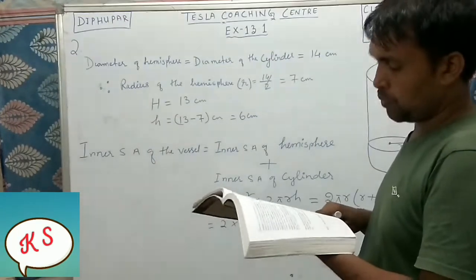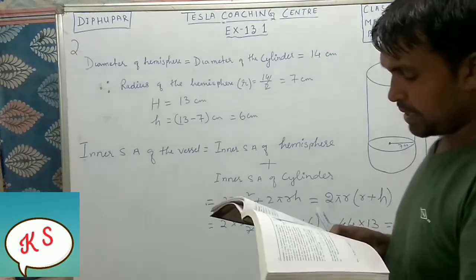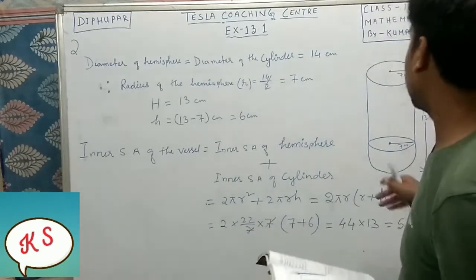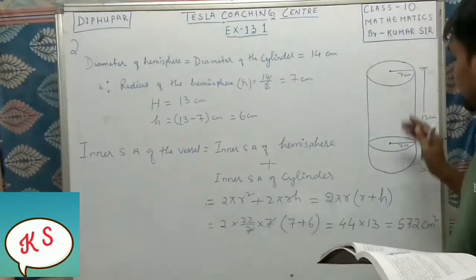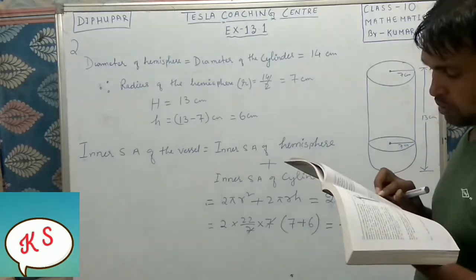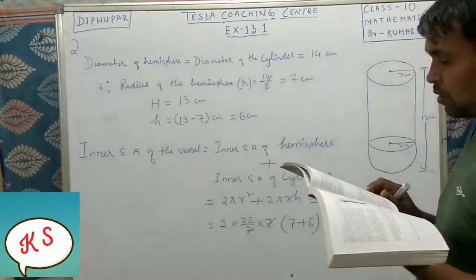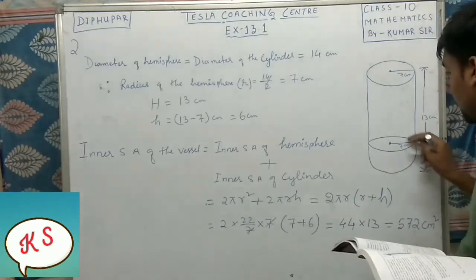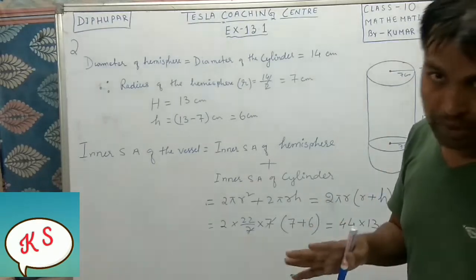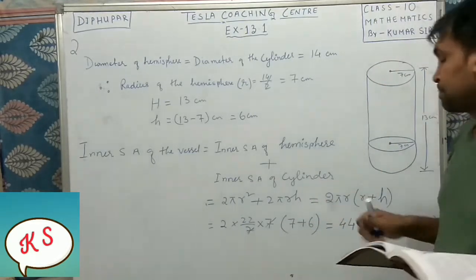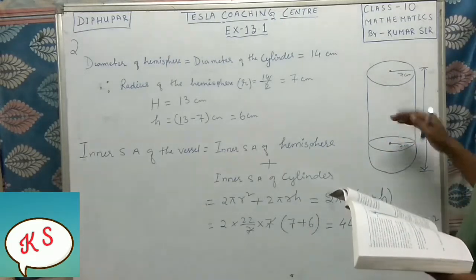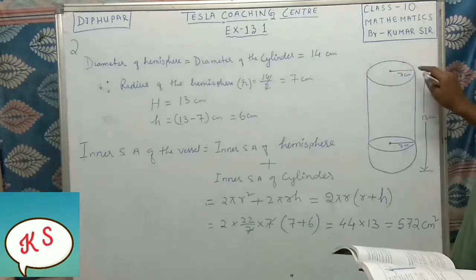13.1 B2. It says a vessel is in the form of a hollow hemisphere mounted by a hollow cylinder. This part is called a hollow hemisphere. Hollow hemisphere means inside it will be nothing, it will be hollow, empty. So this is the hemisphere, and mounted by a hollow cylinder. So this part from here till here is a cylinder.